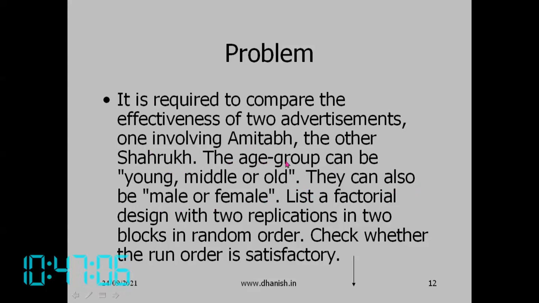Okay, so the people for whom the advertisement is targeted can be divided based on age group. They can also be divided based on gender. So list a factorial design with 2 replications in 2 blocks in random order. We want to find out which advertisement generates maximum response.